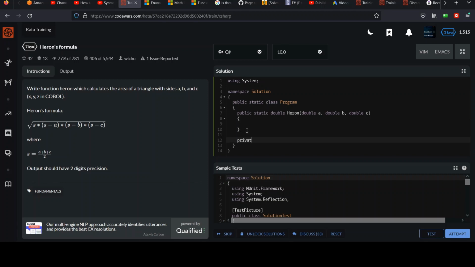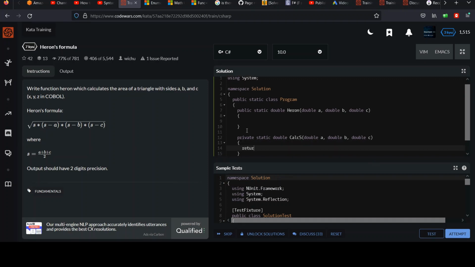So I'll say private static double, let's call it calc s, and it'll take 3 parameters, double a, double b, and double c. And finally return the quantity a plus b plus c divided by 2.